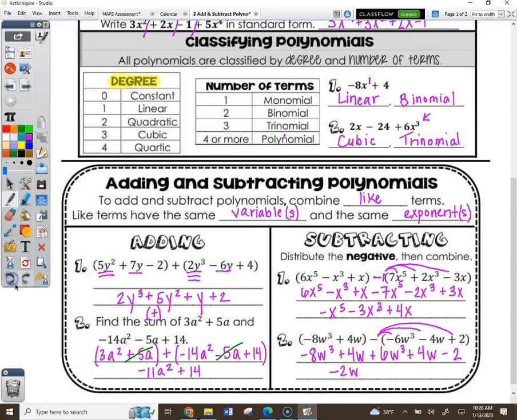Okay, check your work. Did you get negative 2w cubed plus 8w minus 2? Okay.